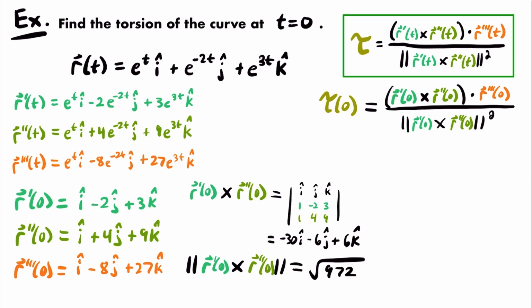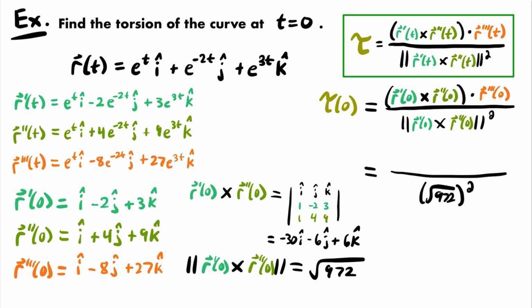For our torsion at t equals 0, we will have that this is equal to that triple scalar product in the numerator, or the dot product between the third derivative at 0 and our cross product. I'll do that in just a second. I want to start by just writing in the magnitude of our cross product squared. So we have the square root of 972 squared. But then in the numerator, let's take the dot product of our cross product with the third derivative.